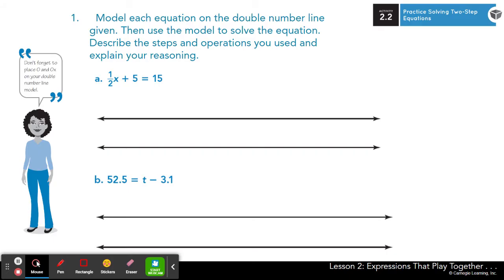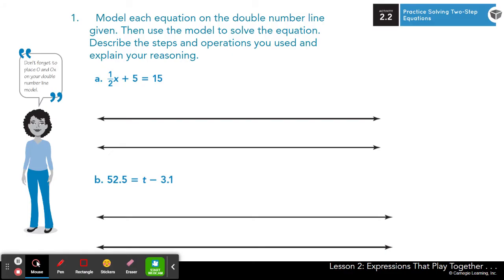I'm going to go ahead and read the directions so you know exactly what is expected while you work. Number one, it says model each equation on the double number line given. Then use the model to solve the equation and describe your steps and operations you use and explain your reasoning. Now, that was a lot of words. I'm going to break it down for you and model exactly what I expect you to have on your papers as you are working, and also give you a starting point, because if you notice, these double number lines are totally blank. So we are building from scratch.